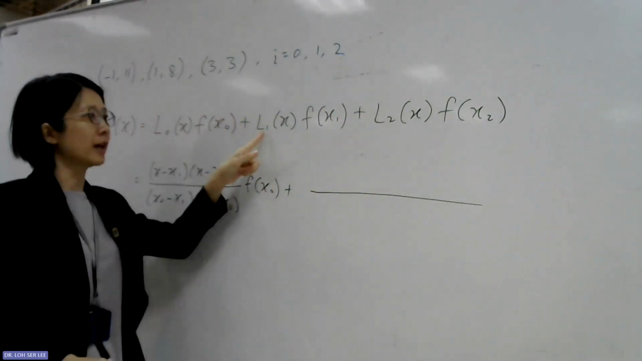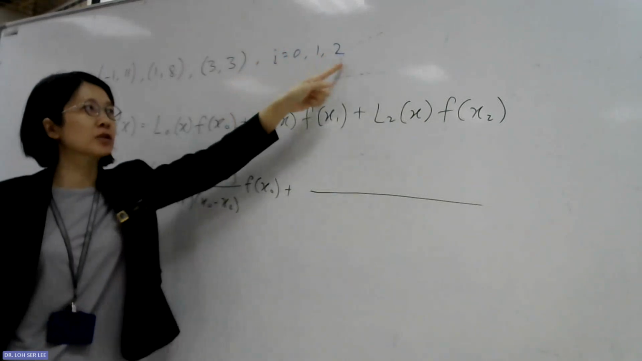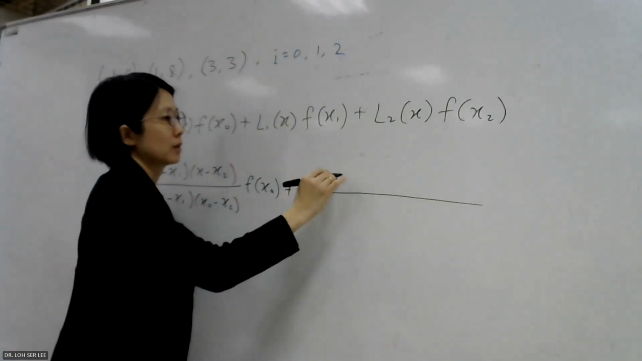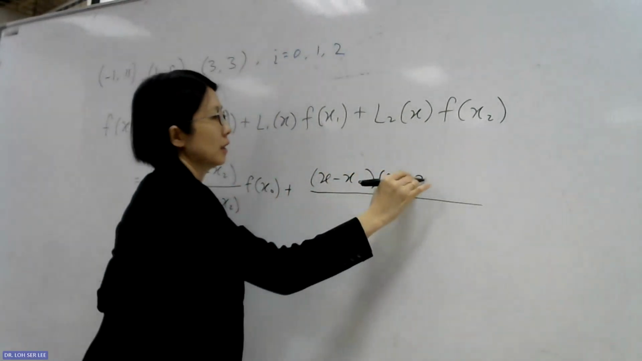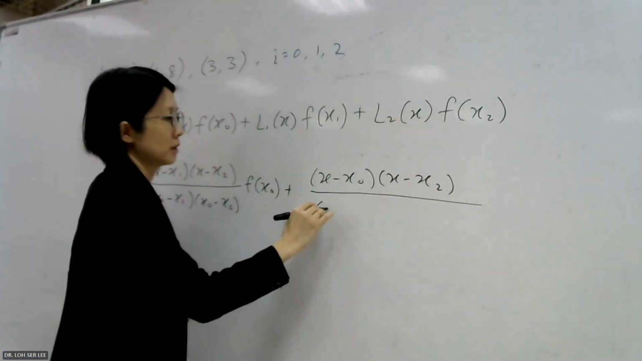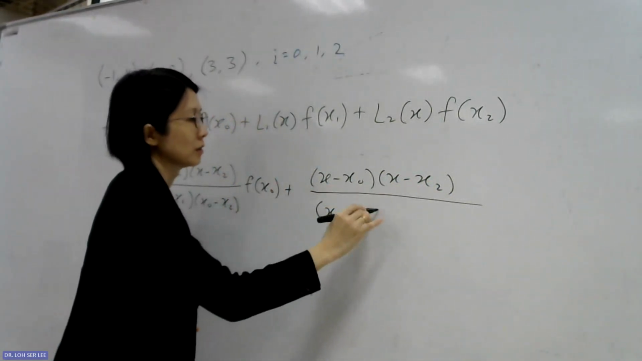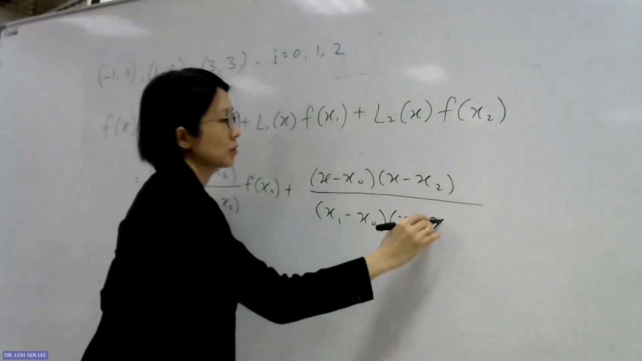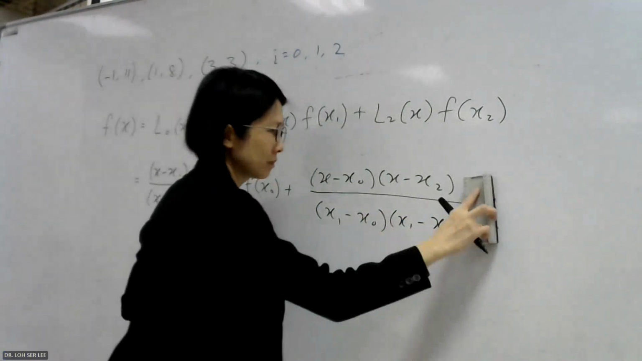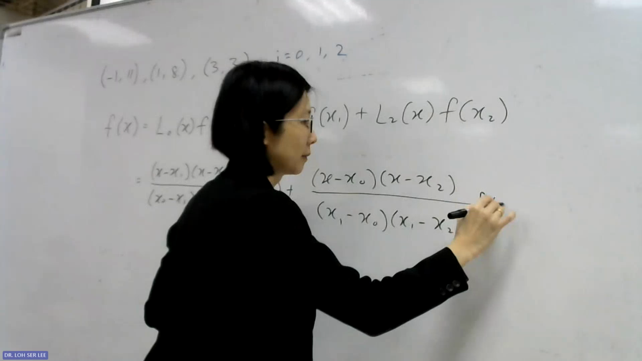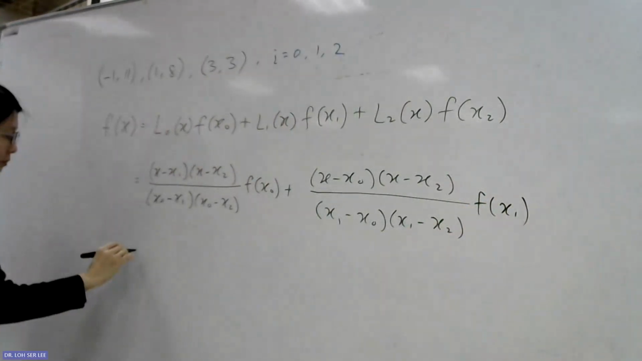Okay, for the second term, when i is 1, j is 0 and 2. So x is 1. So x1 minus x0, x1 minus x2. This is f(x1).